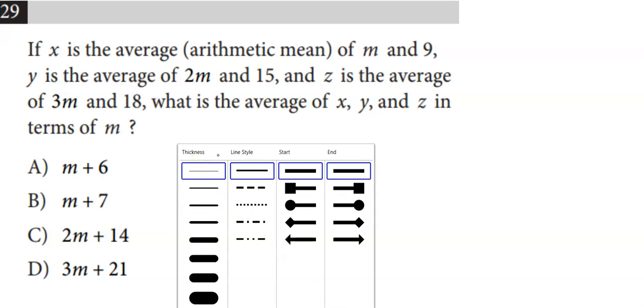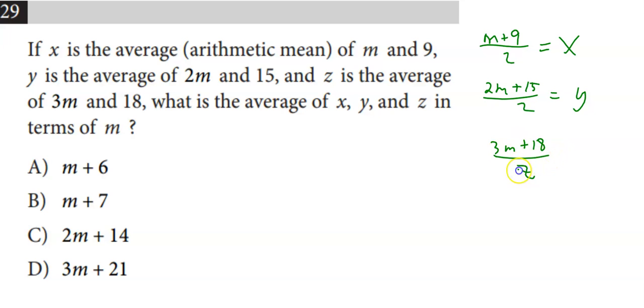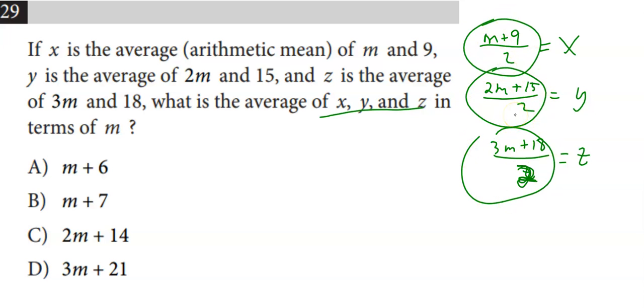Let's see. So x is the average of m and n. So if I average m plus n, if I add them up and divide by 2, I get x. If I add up 2m plus 15 and divide by 2, I get y. If I average 3m plus 18 over 2, that's a 2, equals z. So what is the average of x, y, and z? If I add those three up and divide by 3.